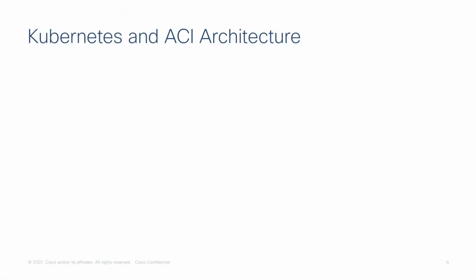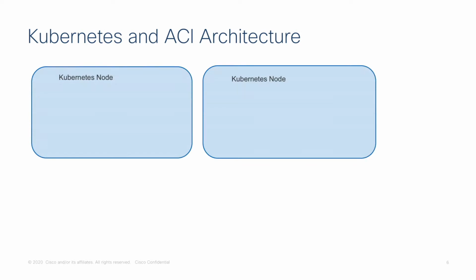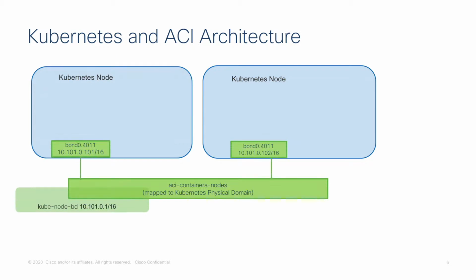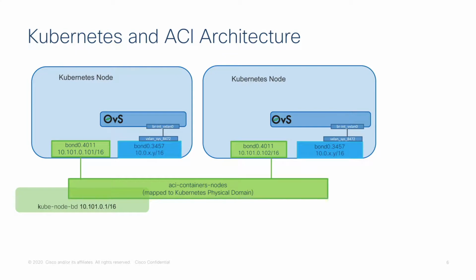Let's quickly review the key components of the ACI CNI network architecture. Each node in our cluster needs to communicate via Kube API, access shared storage, and the internet to download the container images. In order to do this, each node has an interface in a node VLAN. In this example it is VLAN 4011. This VLAN is mapped to an EPG called ACI container node, and the EPG is mapped to a physical domain and to the Kube node BD. In this example, the subnet is 10.101.0.1/16. Each node also has an interface in the ACI infrastructure VLAN, 3457 in my lab.